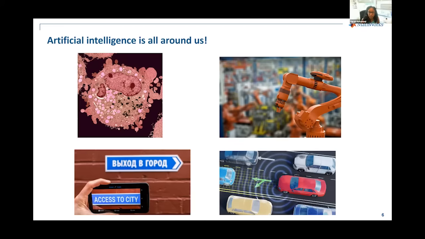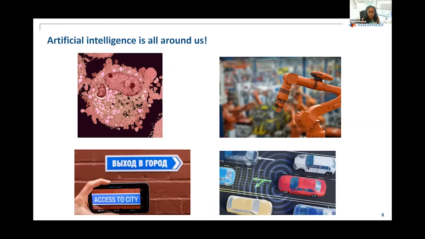So for example, if you use Spotify, Amazon, if you're driving a car, so many of our services are being curated to specific people and becoming more smart. And there are some other examples across industry too. So for example, in the upper left corner here, we have an example of using AI to identify cancerous cells.